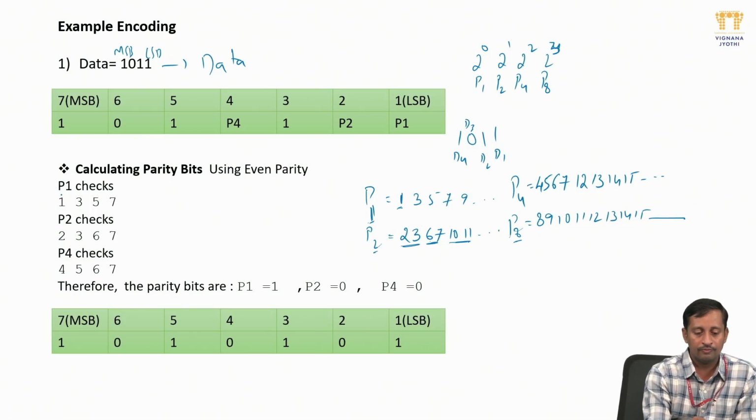See here the example. For P1 to check, the values are 1, 3, 5, 7. For P2, it is 2, 3, leave 2 numbers, 6, 7. For P4, 4, 5, 6, 7. Therefore, these are the parity bit positions.